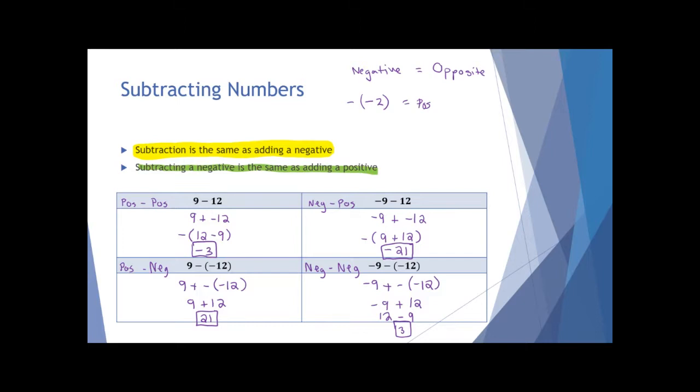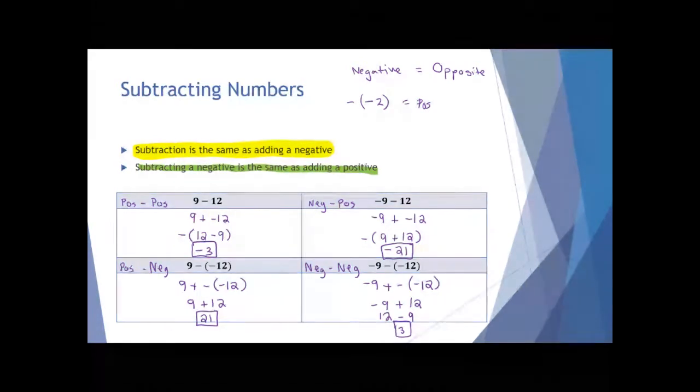So the most common error I see is that people get the wrong sign as their answer. And so you want to be very careful that you're doing things in the right order so that you can get the correct sign for your answer. The general rule is if you're subtracting something bigger than what you started with, your answer will end up negative.